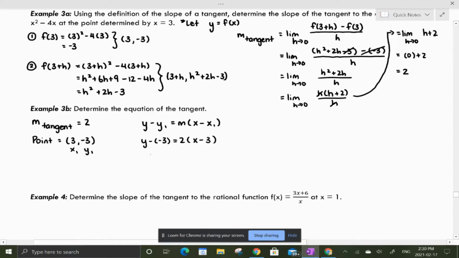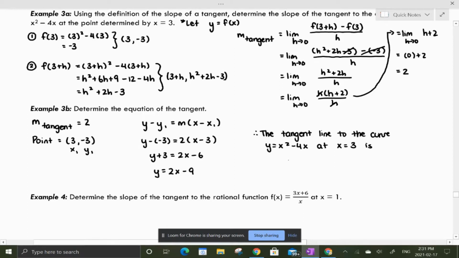So I've got y plus 3 equals 2x minus 6. And if I simplify, get y on its own, I'm going to get y equals 2x minus 9. So therefore, the tangent line to the curve y equals x squared minus 4x at x equals 3 is y equals 2x minus 9. That is the most accurate line in terms of the tangent at that curve at that particular x value.